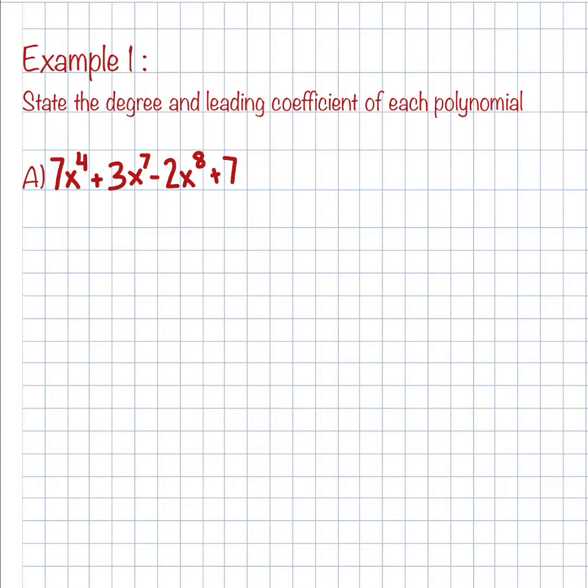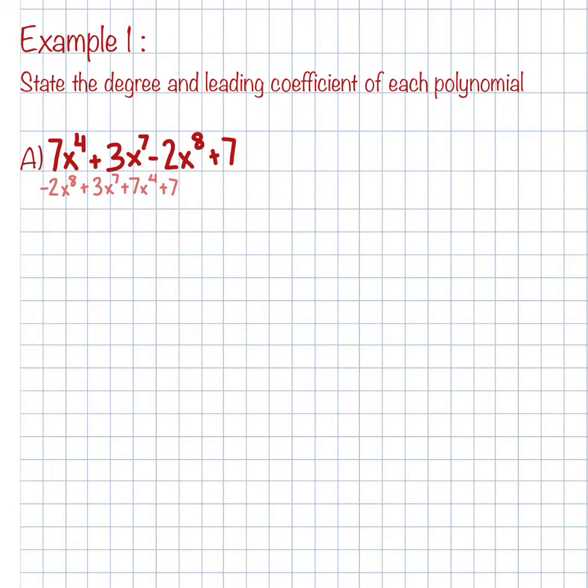State the degree and leading coefficient of each polynomial: 7x to the 4th plus 3x to the 7th minus 2x to the 8th plus 7. First we need to arrange the terms in decreasing exponent order. So we have negative 2x to the 8th plus 3x to the 7th plus 7x to the 4th plus 7.